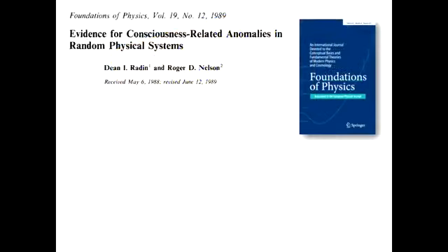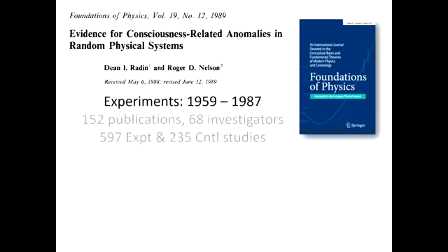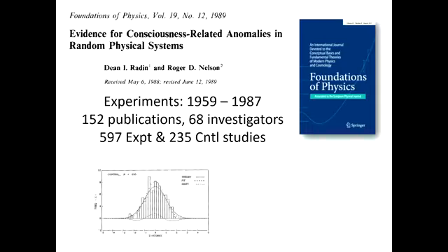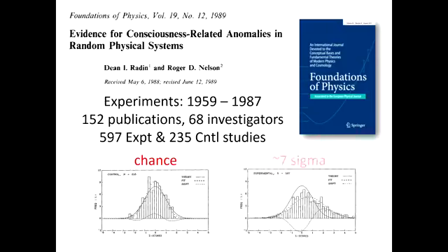So a couple of years later, Roger Nelson and I, when we were both at Princeton, decided to see, is it really true there's just one lab showing these results? Well, it turns out over a period of about 30 years, there wasn't just one lab. There were 68 different investigators reporting this in 152 publications, not just one experiment, but almost 600 and 200 controls. You look at the overall results on the controls, you get something that's very close to chance in terms of the mean shift. And in terms of the experimental data, almost a 7 sigma result.